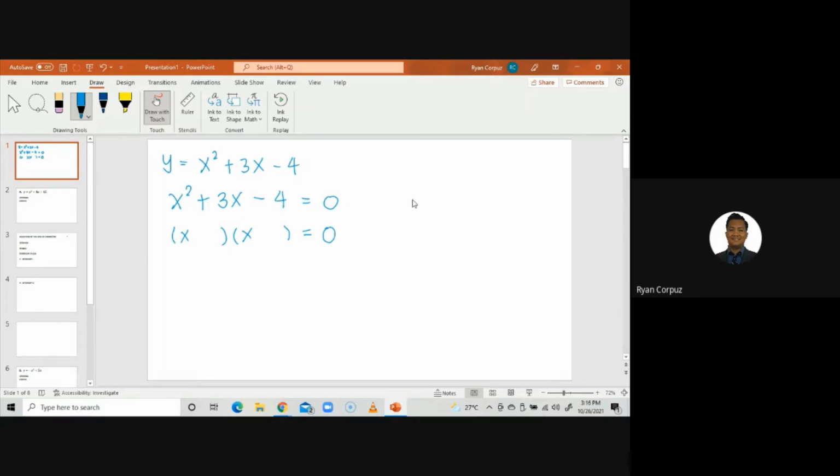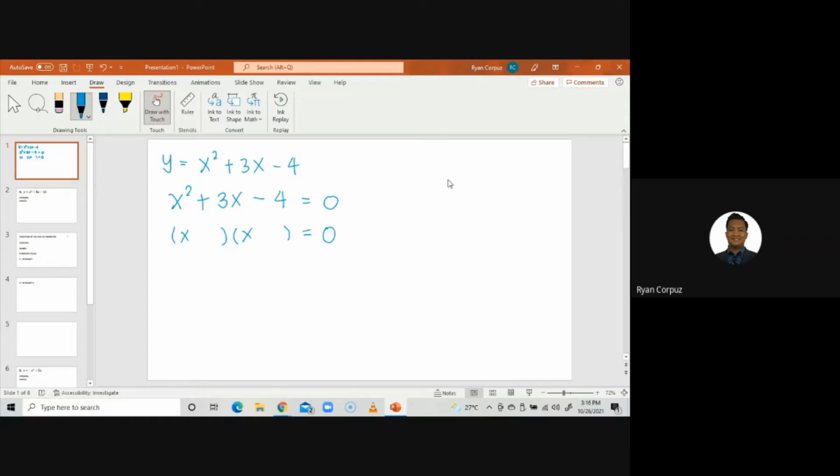Ano ba mga possible factors of 4? Only 4 and 1. And what else? 4 and 1 lang naman. 2 times 2. But when you add 2 times 2, that's 4. When you add 4 times 1, that's 5. But since it's negative, so dapat yung isa doon sa mga factor na yun ay negative. So, alin doon sa dalawang factors na yun, na kapag minus natin, ang sagot ay 3.